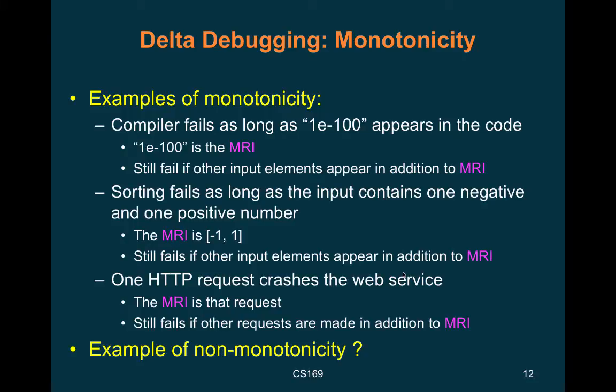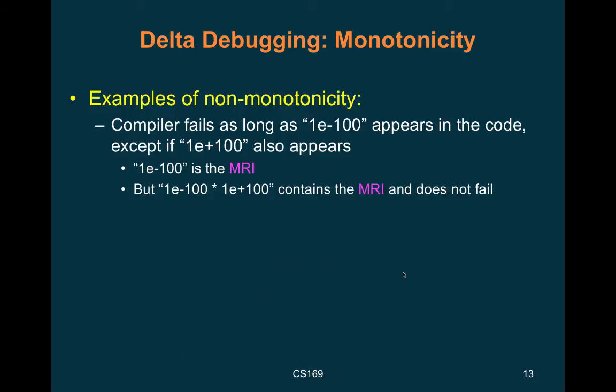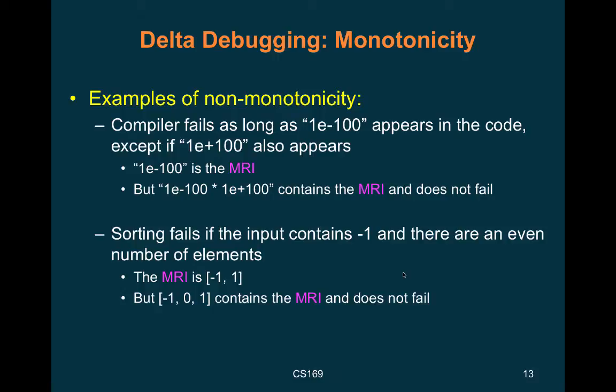Okay, so I have a couple of examples of my own, similar to what we had before. Let's say that the compiler crashes if this appears in the code, except if this other floating point number also appears. All right, strange bug, but just an example of non-monotonicity. So this is the MRI. If you give just this, it crashes. But if you give this program, it suddenly doesn't crash. Because this hides the bug, it prevents you from knowing that you should recurse and keep searching for it, because it looks like the bug is not there anymore. It's masked by this other stuff.